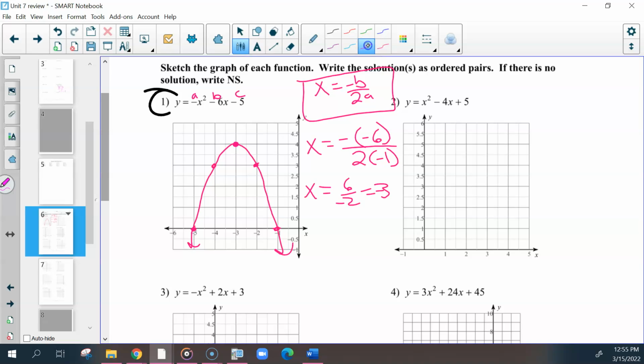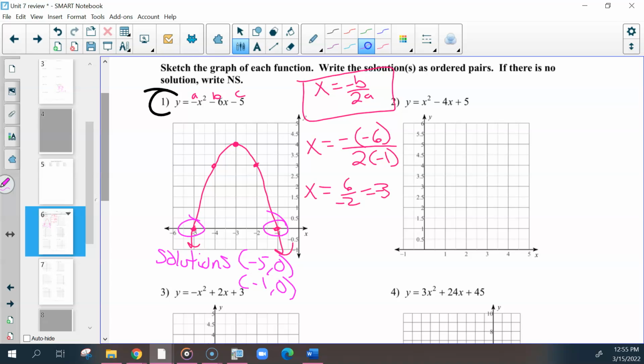The objective 3 part of this is finding the solutions. Anywhere where it crosses the x-axis would be here and here. So your solution, you're going to write as ordered pairs, negative 5, 0, and negative 1, 0. If it does not touch the x-axis, it is no solution.